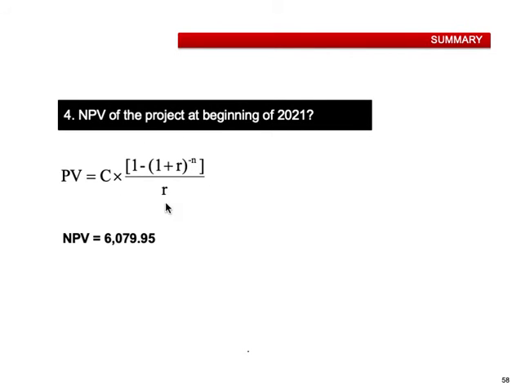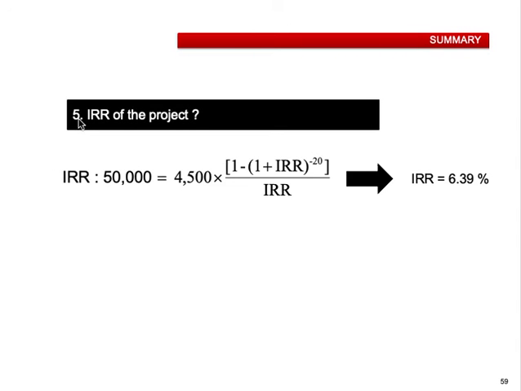Well, if you fill in the numbers in the equation, you will get to the present value. The present value is going to be compared to the initial investment. Okay? Well, the present value of all the cash inflows less the investment gives you an NPV of 6,079.95. So this means that the NPV is positive and the project is going to add financial value to the firm. Question 5 is, what is the internal rate of return of the project?